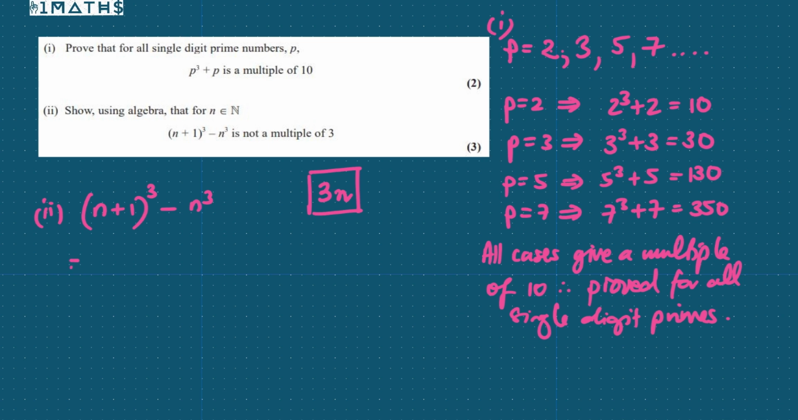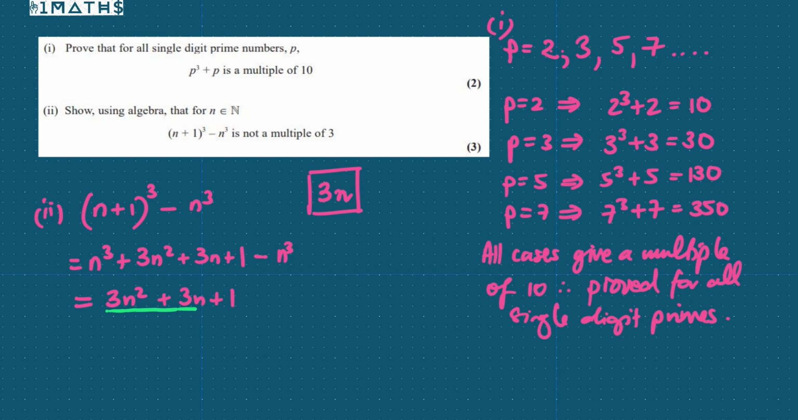So let's expand these brackets. n plus 1 all cubed, so I'm just thinking about my binomial expansion, 1, 3, 3, 1. So it's 1n cubed, 3n squared, 3n, and 1. So this is going to become n cubed plus 3n squared plus 3n plus 1, subtract n cubed. So I can take away my working out here. I then simplify this. n cubed take n cubed cancels, so I'm left with 3n squared plus 3n plus 1.